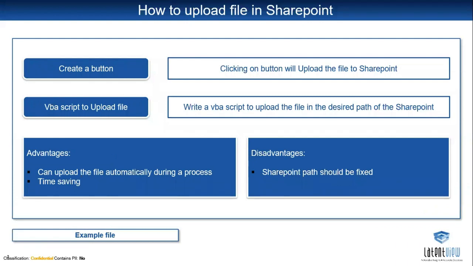First, let us see how to upload a file in SharePoint. This can be done in two steps. The first step is to create a button. This button will upload the file to SharePoint. And the second step is to write a script that will upload the file in SharePoint. Now let us look into an example.